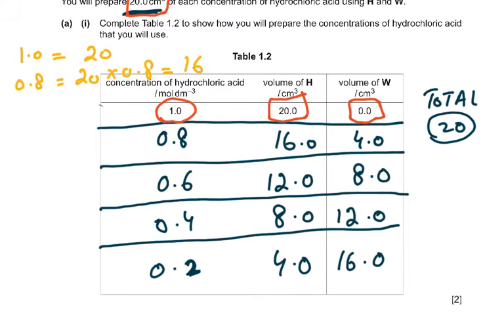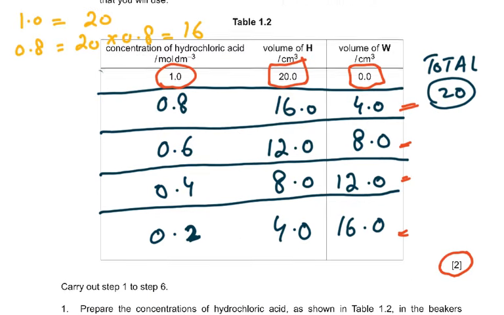And the total was 20, so 16 plus 4 is 20, 12 plus 8 is 20, 12 plus 8 is 20, and 16 plus 4 is 20. So this was 2 marks. This is very basic maths which every A-level student knows. And if you don't know that, that's a very sad thing, because it's very basic maths.